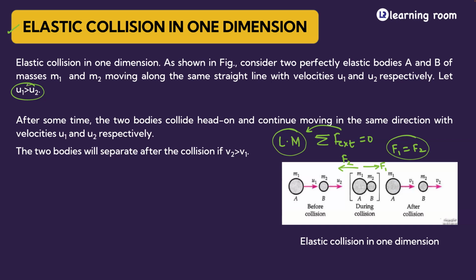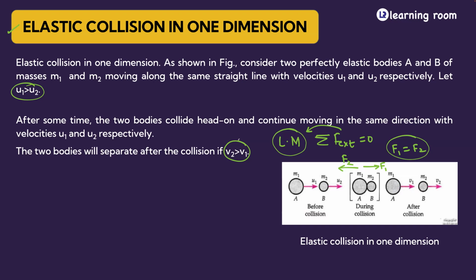Now, for them to never collide again, what should be the relation between v1 and v2? v1 should be less than v2. So for them to never collide again, v2 should be greater than v1. I hope you are able to understand this. With this scenario, let's start writing the mathematical equations that are needed. First, I'm going to write the expression for conservation of linear momentum.